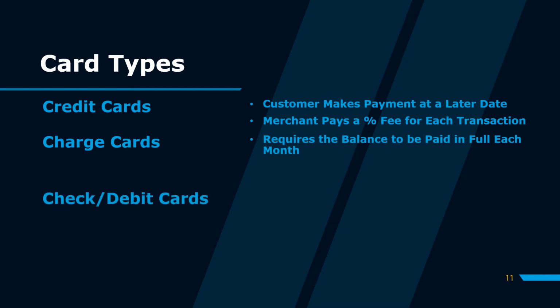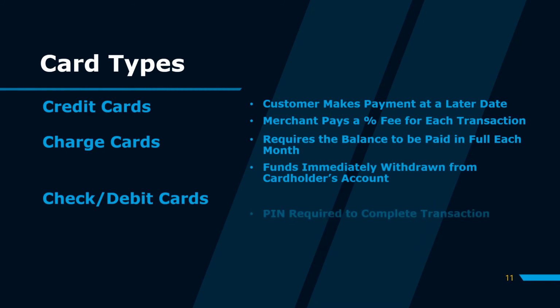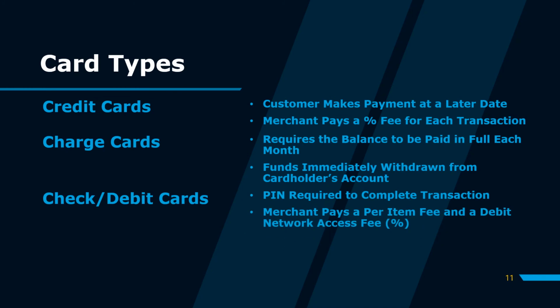Next, you have your check and debit cards, which are tied into a cardholder's checking account. At the time of the purchase, the purchase amount is immediately withdrawn from the cardholder's account. A PIN number is required to complete a transaction. The business pays a per-item fee as well as a debit network access fee. Purchases may still be processed as a credit, and an interchange rate is applied rather than the debit network access fee.